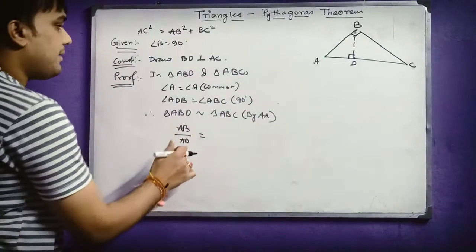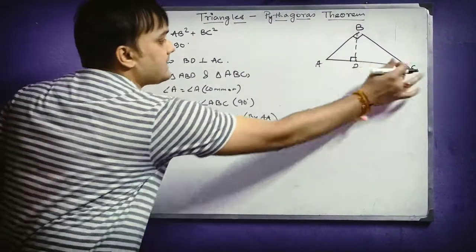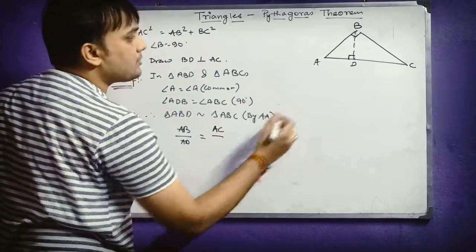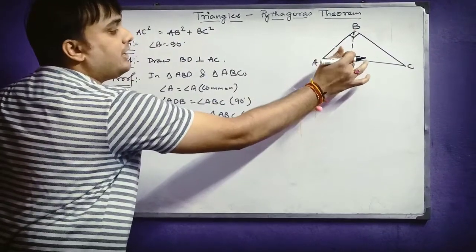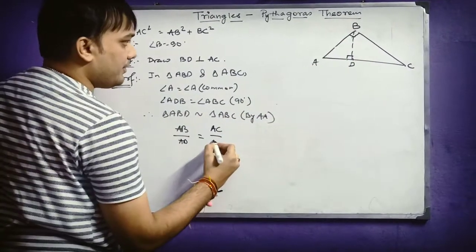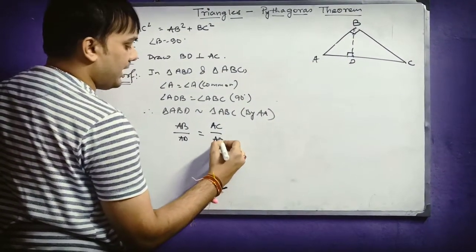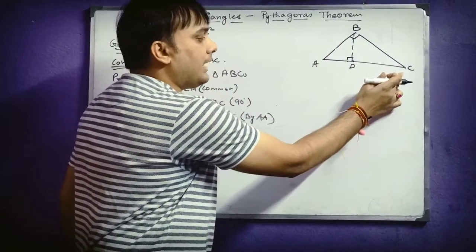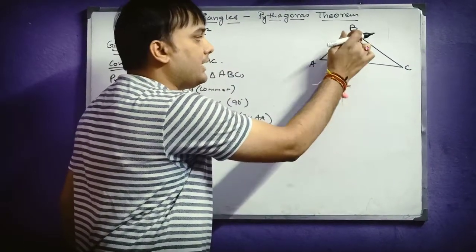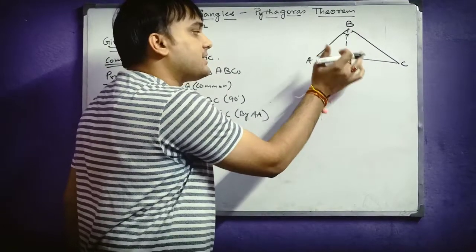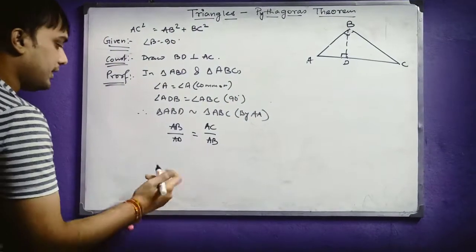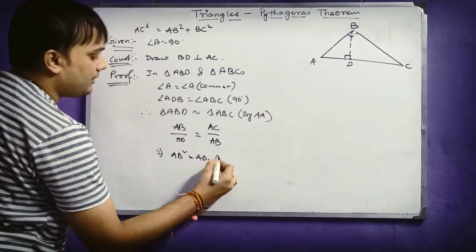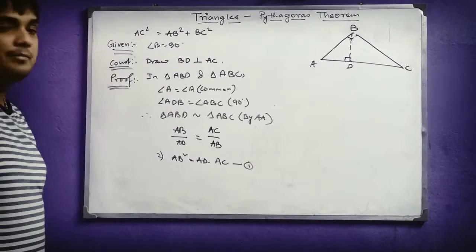So AB by AD will be equal to AC, the side opposite the 90 degree angle B, will be equal to AB, the side opposite the 90 degree angle BDA. So we will write here AC by AB. I think it's clear to you because you can see AC is opposite the angle of 90 degrees, and AB is also opposite the angle of 90 degrees. So both are corresponding. So we get here AB square equals AD dot AC. Give this equation number 1.